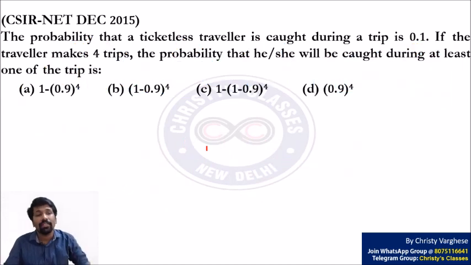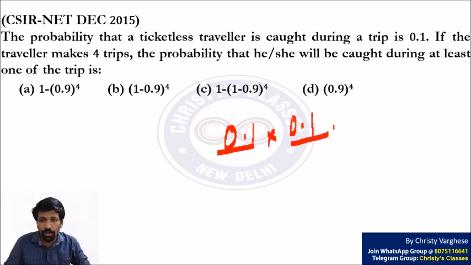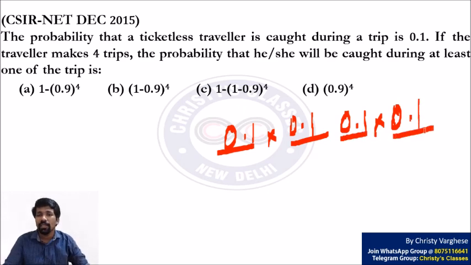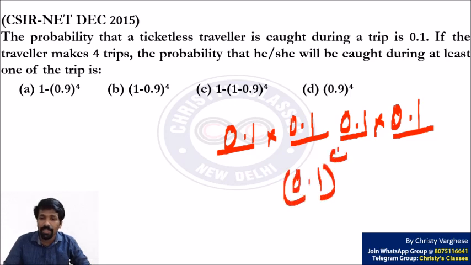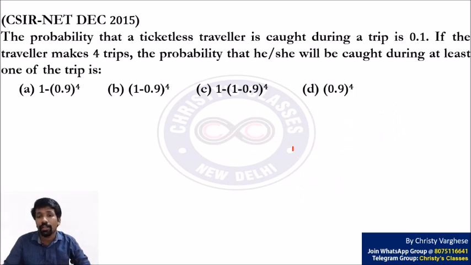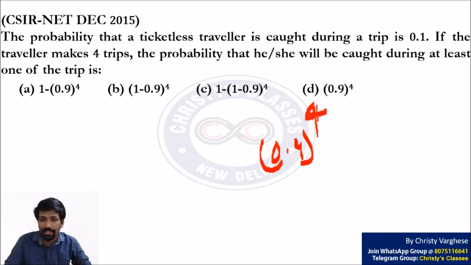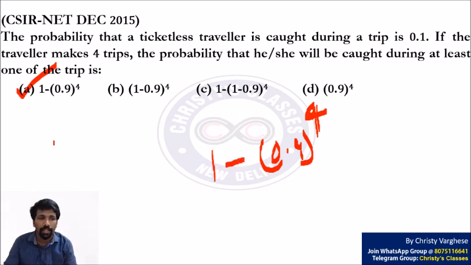This question they can also ask in different ways. What is the probability that he is getting caught in all the four trips? That will be even easier. You have to do 0.1 into 0.1 into 0.1 into 0.1, that is 0.1 raised to 4. Another way the question can be asked is, what is the probability that he is not getting caught in any of the four trips? That we already discussed, 0.9 raised to 4 will be the answer. But for this question, 1 minus 0.9 raised to 4 is the answer, because we want at least one trip he is getting caught. That is why option A is the answer.